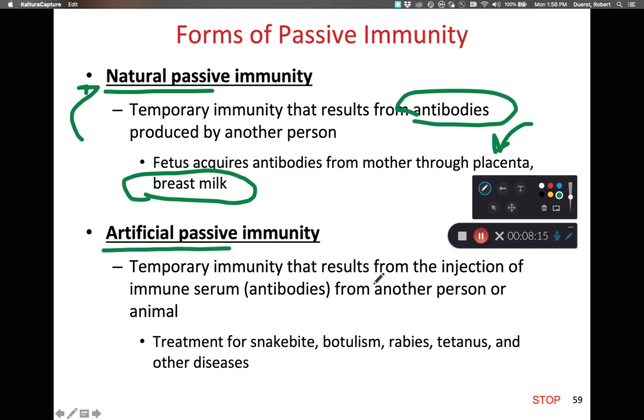We also have artificial passive immunity. And when we look at artificial passive immunity, it's going to involve antibodies being injected into somebody. So instead of that individual breastfeeding or exchanging blood nutrients through a placenta, we instead will take antibodies from a donor, purify them out of that donor's blood serum, and then inject those antibodies into a recipient. And this is how we can treat snake bites, botulism poisoning, rabies, tetanus poisoning. There's a whole host of diseases we can treat by purifying antibodies that target the pathogens of those diseases.